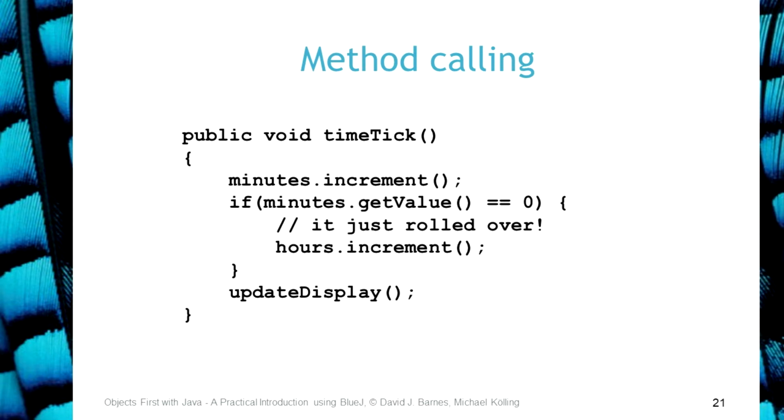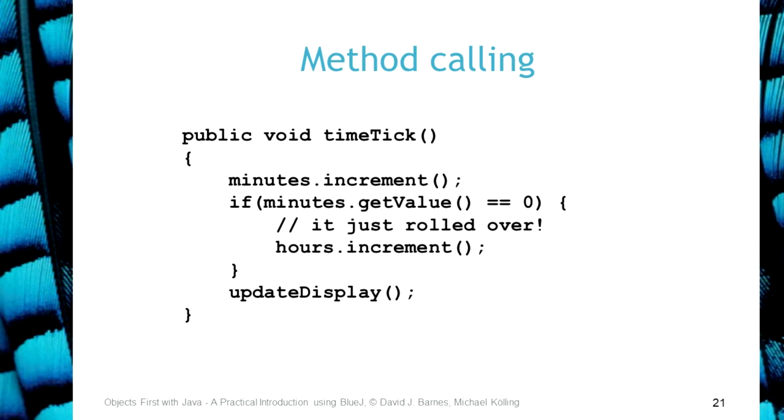In other words, responsibility for the overall timekeeping task is divided up between the ClockDisplay class and the NumberDisplay class. This is a practical illustration of the divide and conquer principle that we referred to earlier when we discussed abstraction. The timeTick method has an if statement to check whether the hours should also be incremented.